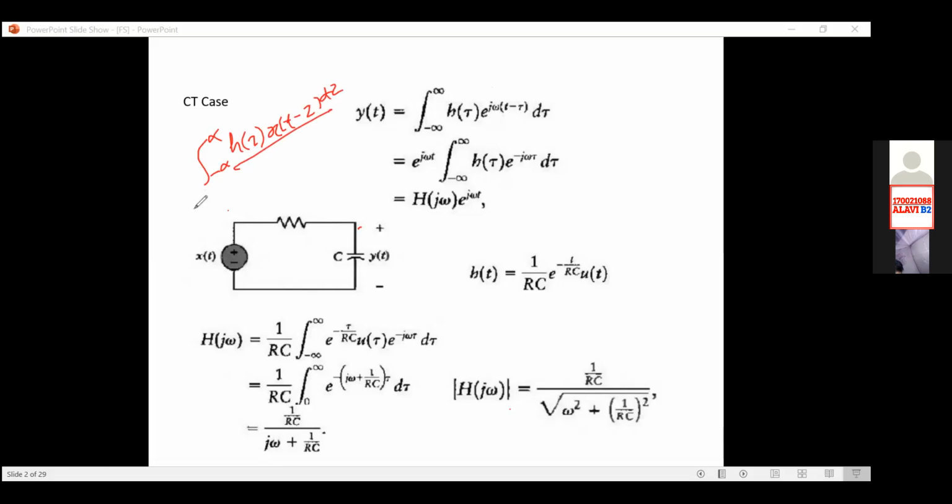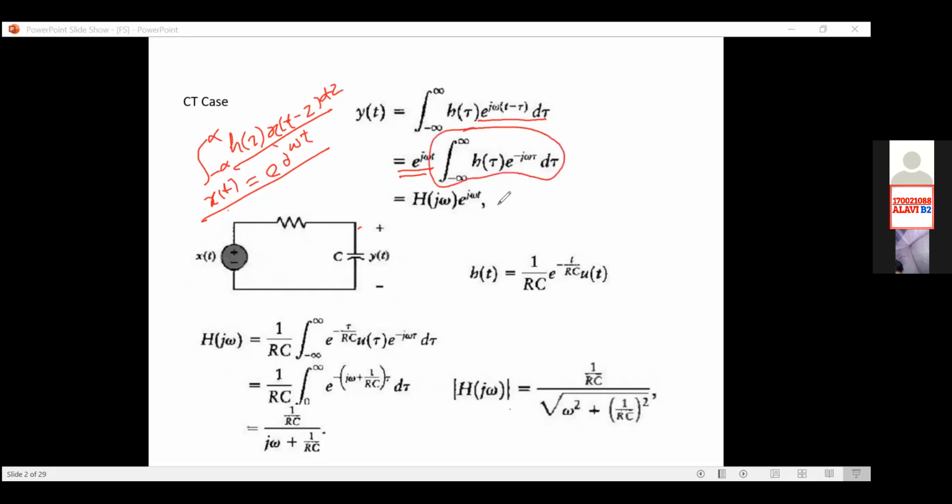We are assuming that in our case our signal x(t) is equal to e to the power j omega t, like our discrete time case. Then you can replace your x by using these exponential functions. Then you see that you can separate the e to the power j omega t term. Then you have this integral with you.